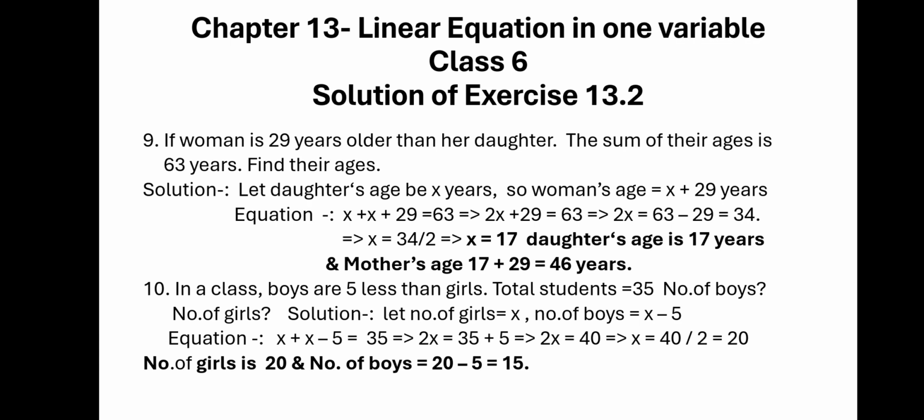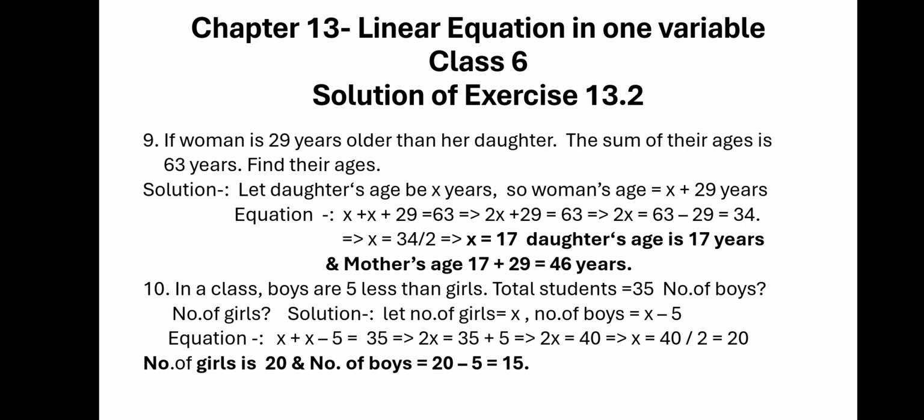9th question. If a woman is 29 years older than her daughter, now it is similar to that. Older means bigger, so more than it. The sum of their ages is given as 63 years, find their ages. Let the daughter's age, always take the smaller age as x, then the woman's age will be plus, so there is no question of negative coming here. So let the daughter's age be x years. So the woman's age is x plus 29 years.